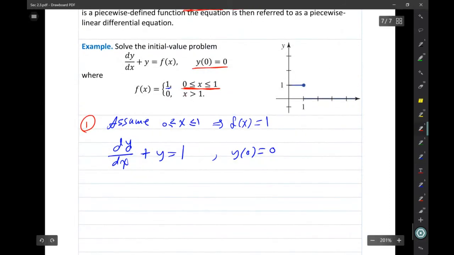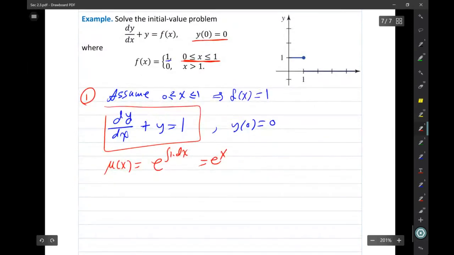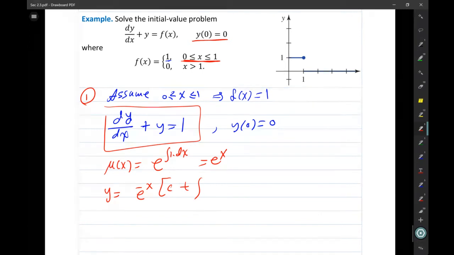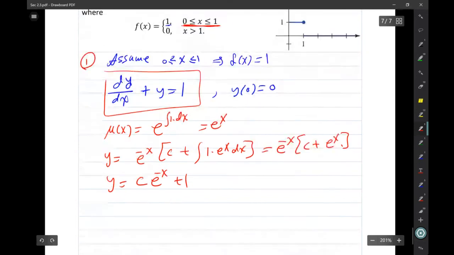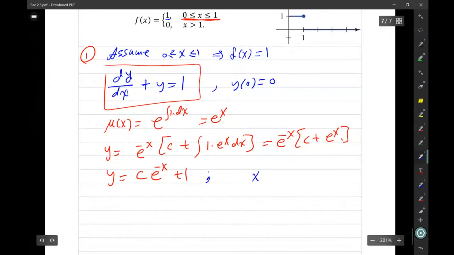Now you have to solve this one as a linear differential equation, where mu of x is the integral of e to the power 1 dx, which is e^x. And the solution y is e to the power minus x times c plus the integral of f of x, here 1, times e^x dx, which is e^(-x) times c plus the integral of e^x, which is e^x. Therefore y now becomes c times e^(-x) plus 1. But this is only for the interval x greater than or equal to 0, less than or equal to 1.